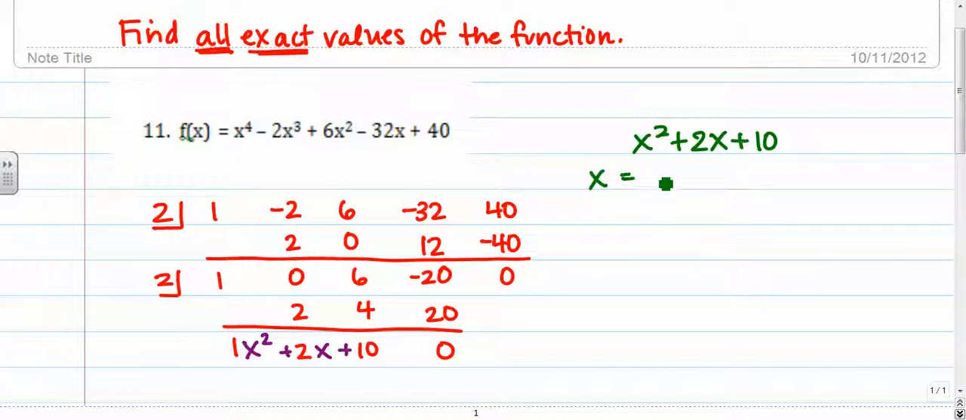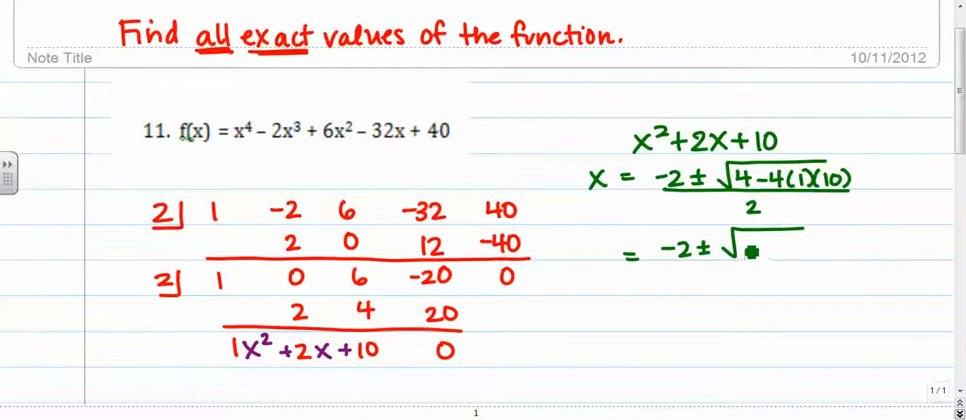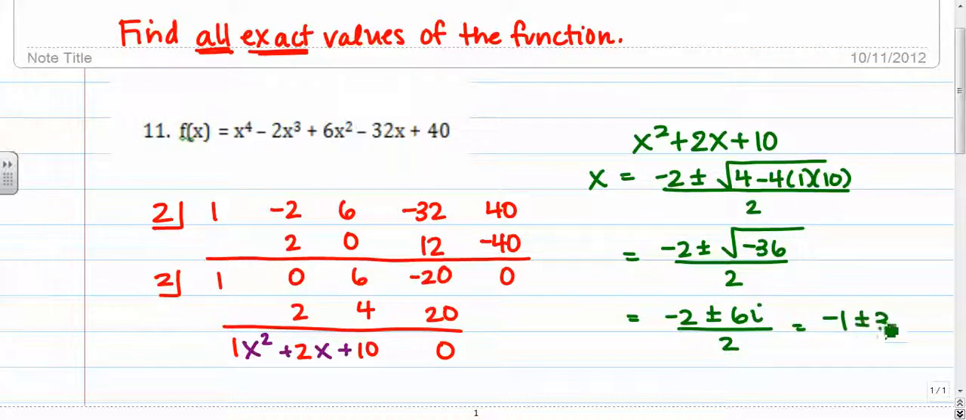so I'm going to do the quadratic formula. So x equals negative b plus or minus square root of b squared minus 4 times a times c all over 2a, and then just do some simplifying. So negative 2 plus or minus the square root of 4 minus 40, which is negative 36, all over 2. That's got a nice square root, so negative 2 plus or minus 6i over 2, and then I can divide them both by 2. So I get negative 1 plus or minus 3i. So that gives me my 4 zeros.